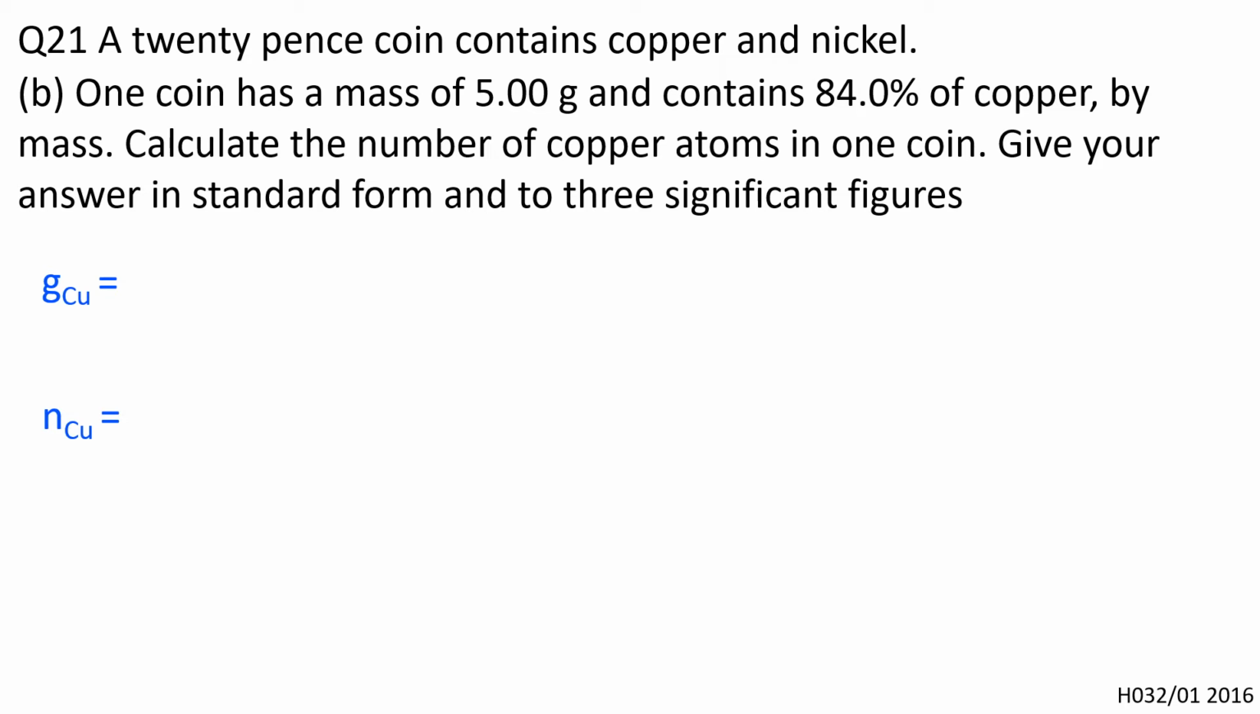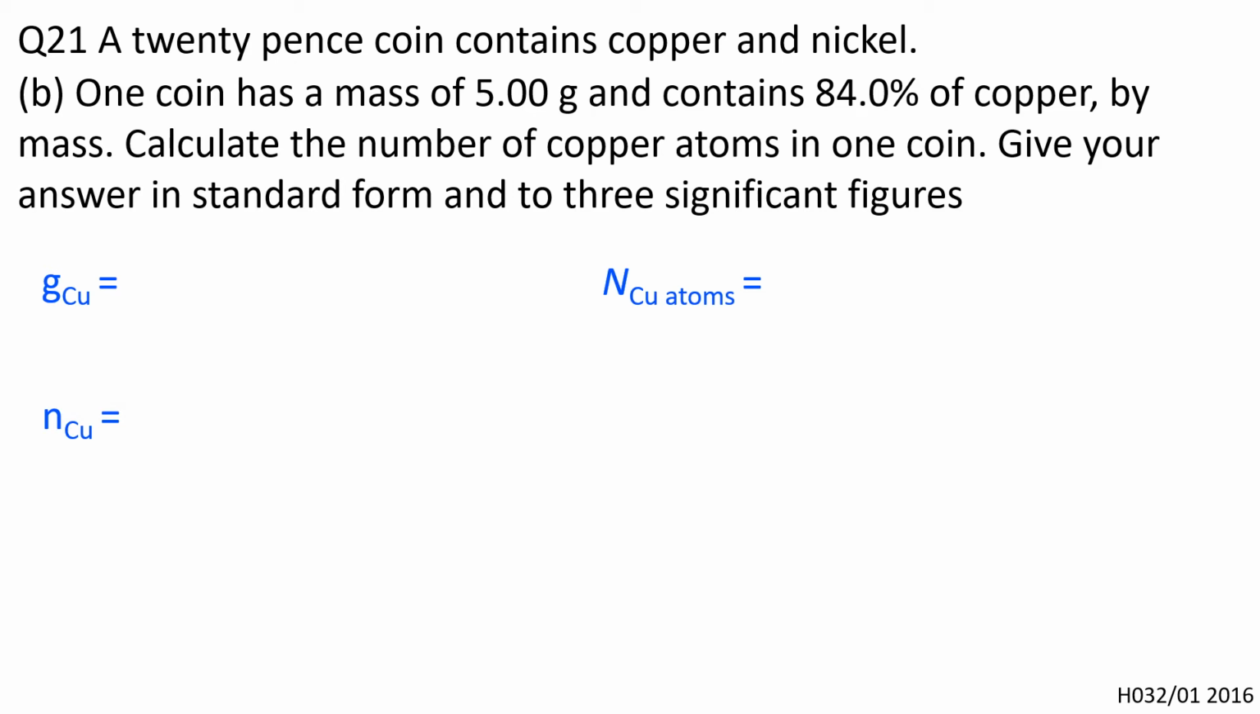Don't forget, you can always use the datasheet to find out the molar mass, in this case the relative atomic mass of substances. So you need to refer to your datasheet to get that relative atomic mass for copper. The number of copper atoms, we're going to have to use Avogadro's number. Now this is an OCR question. Avogadro's number is on the datasheet.